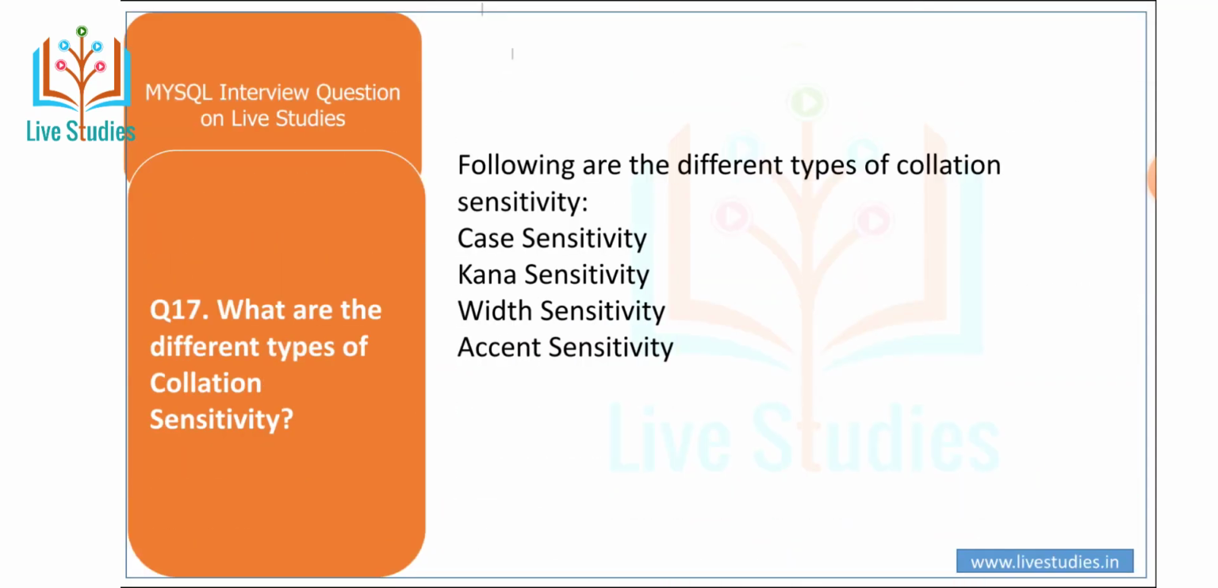Another question is, what are the different types of collation sensitivity? It's not important, but you can focus on it. It's just an overview. The following are the different types: case sensitive, kana sensitive, width sensitive, and accent sensitive.